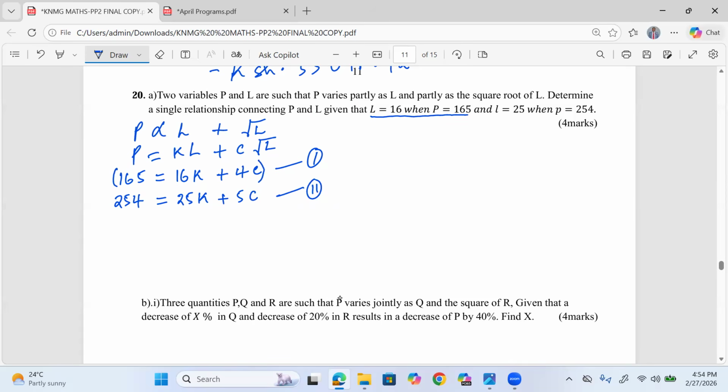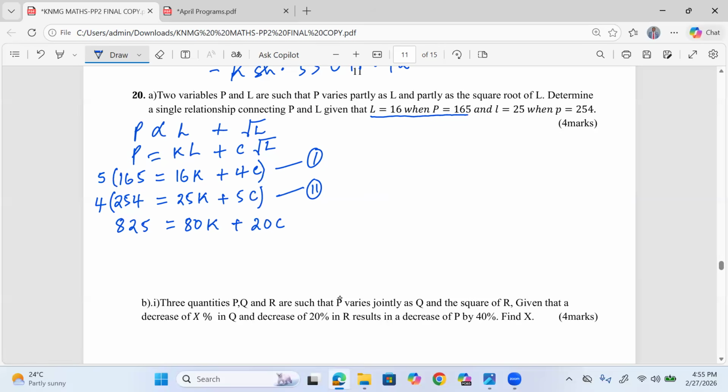I choose eliminating C. The coefficient of C in the second equation is 5, so we multiply the first equation by 5. In equation 2, the coefficient of C in the first equation is 4, so we multiply everything by 4, so that the coefficients of C may be equal. 165 by 5 is 825, equals 16 by 5, which is 80, the value of K.